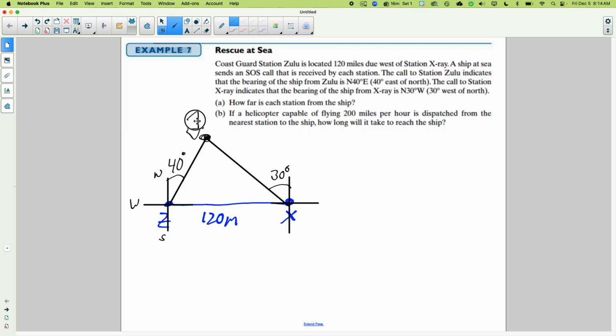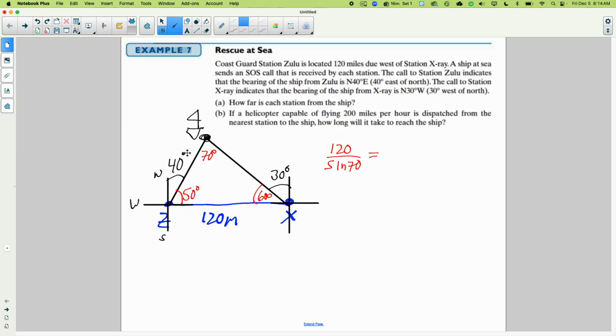And knowing this information, we can now say, all right, this must be 50 degrees, this must be 60 degrees. 50 plus 60 is 110, so this must then be 70 degrees. And so the question says, how far is each station from the ship? Well, we see that we have an angle and its opposite side. So I can do 120 over sine 70.